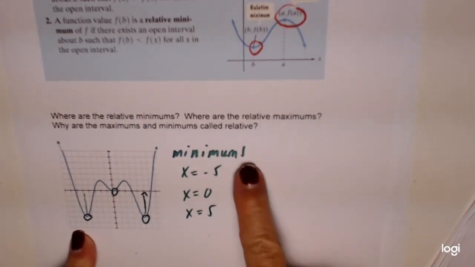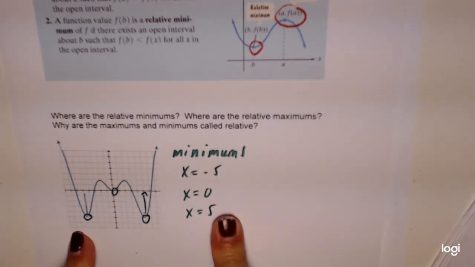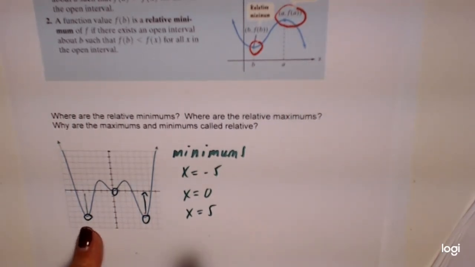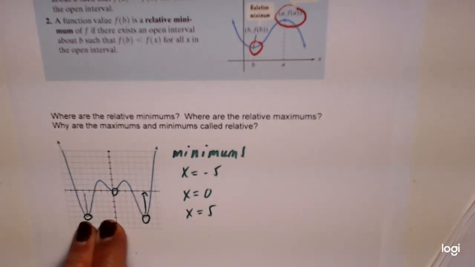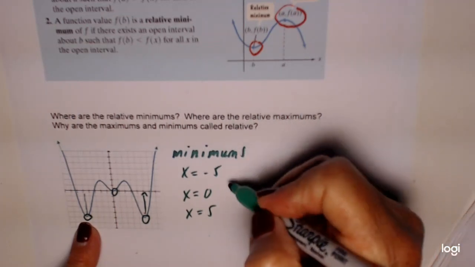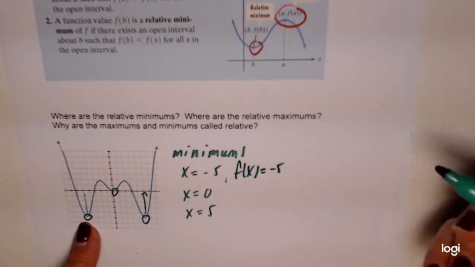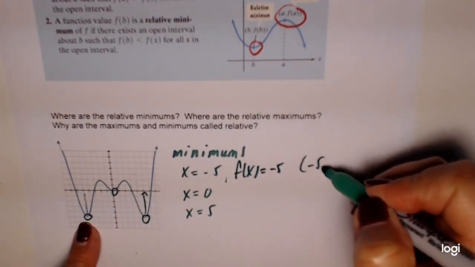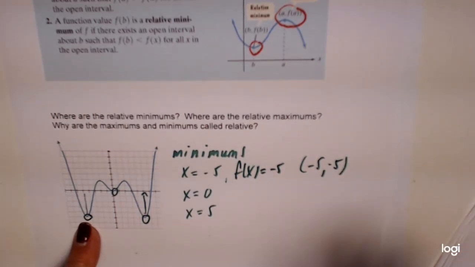So we have minimums occurring at these x values. Let's now find the y values, so to describe the point. Looking at this point here, we can see coming over to our y function that y is -5. So here our y, or our f of x, would be -5. So the point is going to be -5, -5. There's the full coordinate pair for one of our minimums.